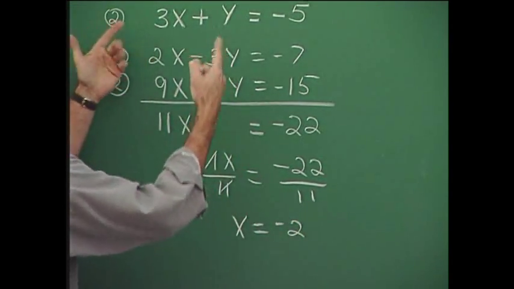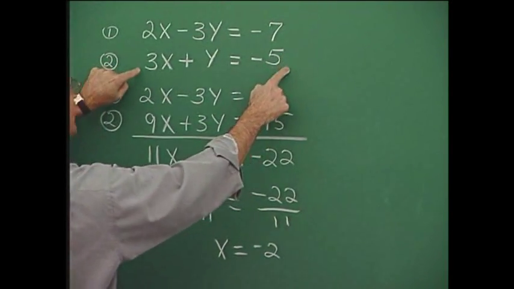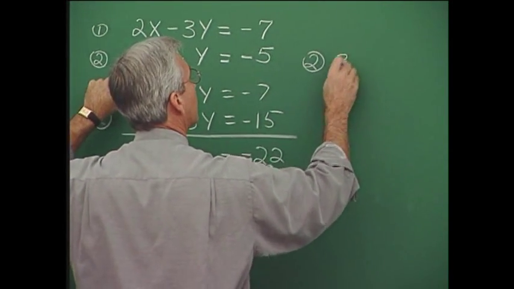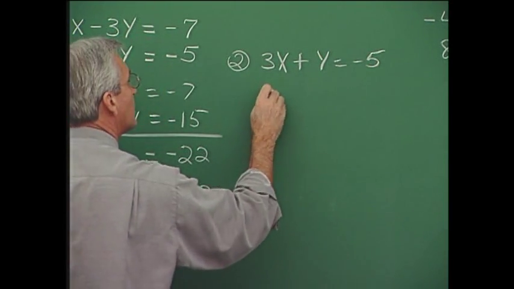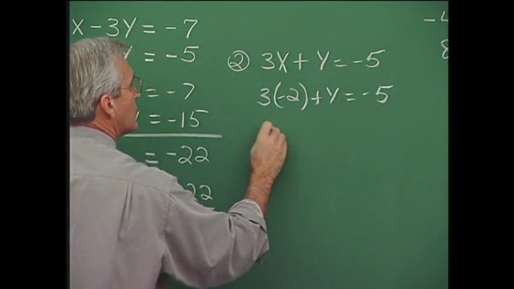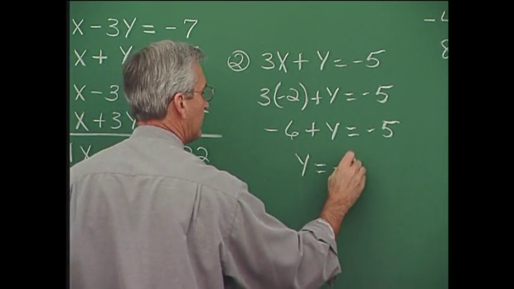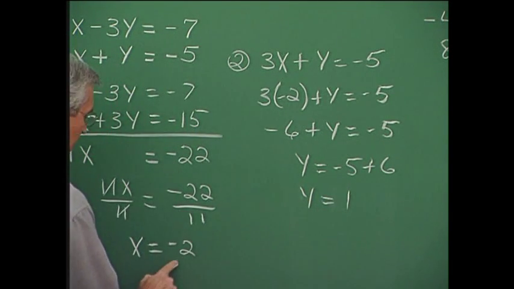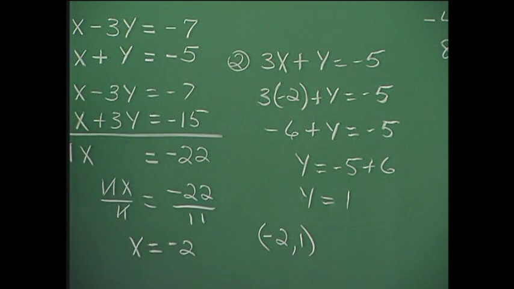And again, we substitute back into one of the originals to find the value of y. I think it's a little easier to pop that value into equation 2. Let's do that. So x is negative 2. We have 3 times negative 2, plus y equals negative 5. This is negative 6. Add 6 on both sides. So y is 1. And the ordered pair then, negative 2, 1, will solve the system.